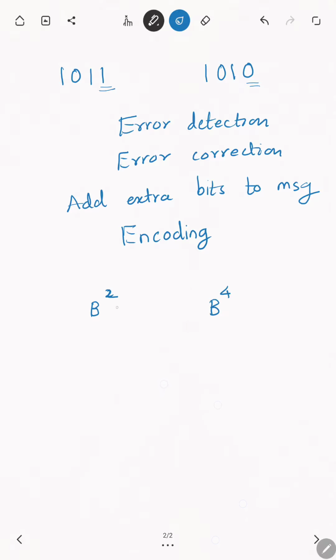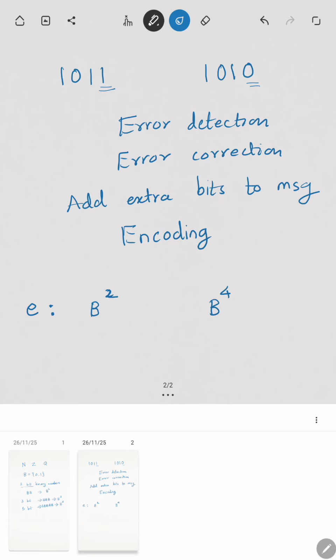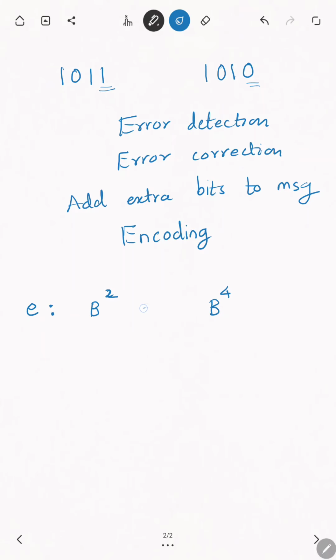Okay, but in general we say that we have an encoding function E, which is defined from B raised to 2 to B raised to 4. That means it takes a 2-bit message string and converts it into a 4-bit message string or binary string. Okay, so in the next video we'll see one such scheme in detail.